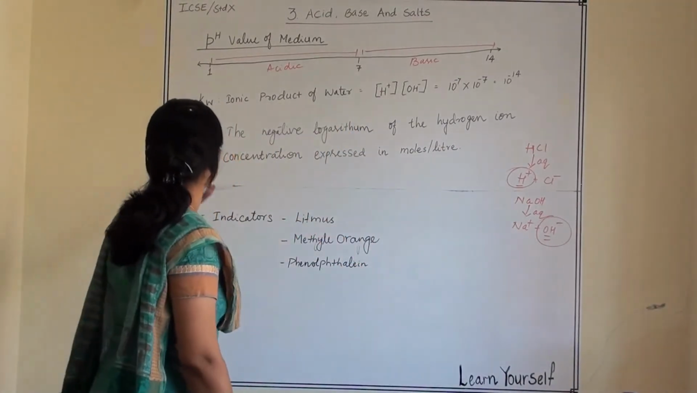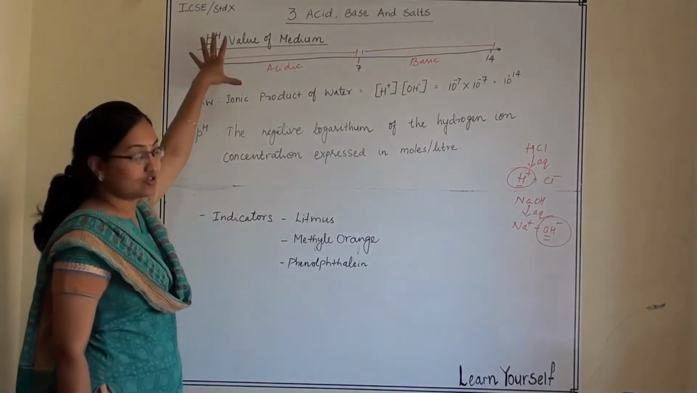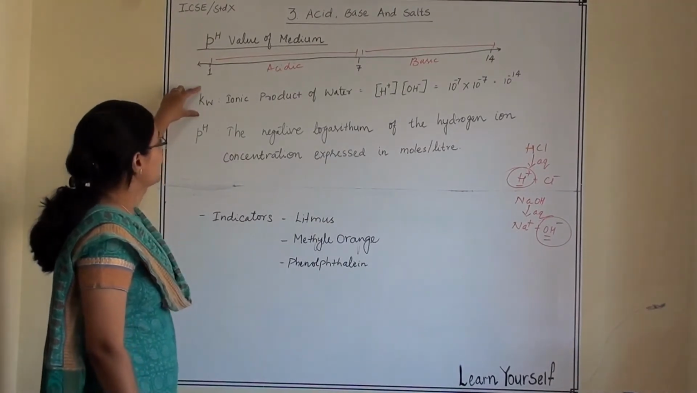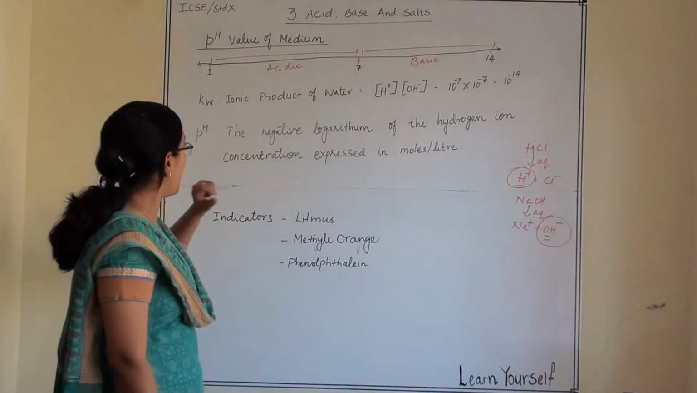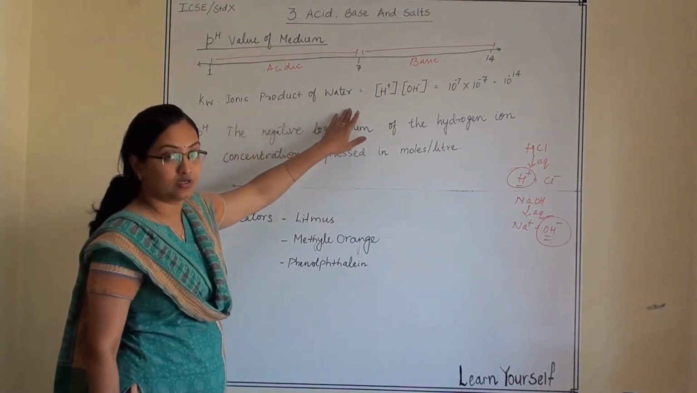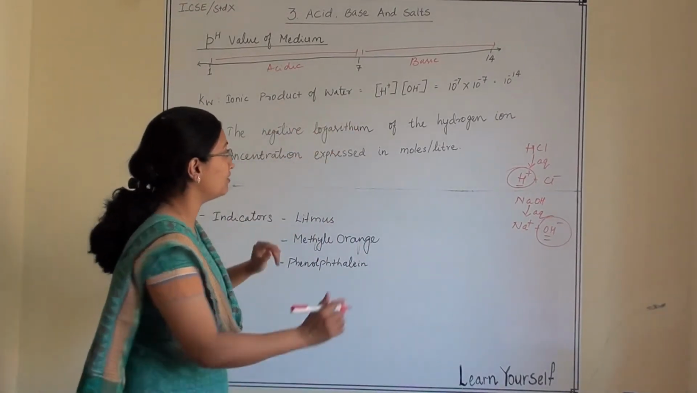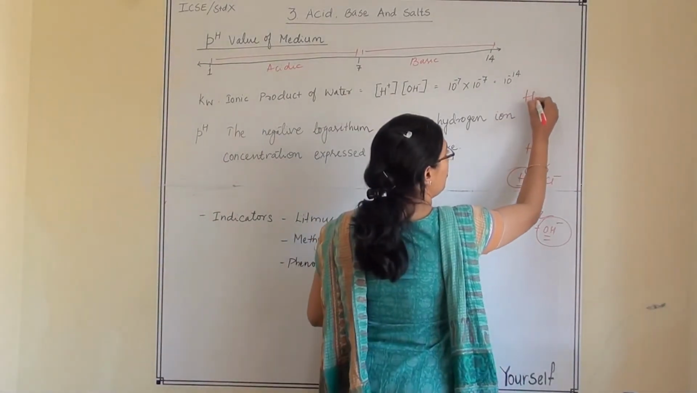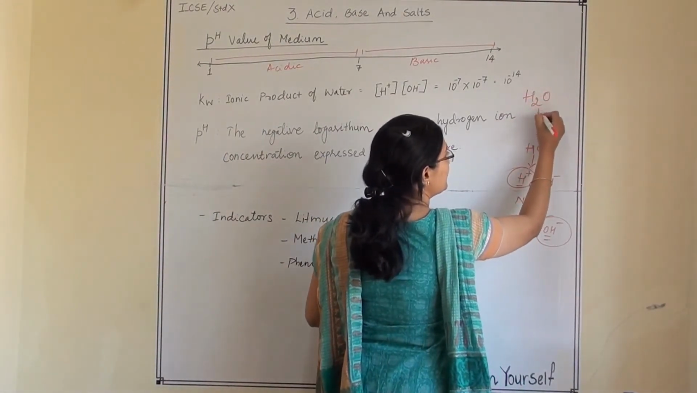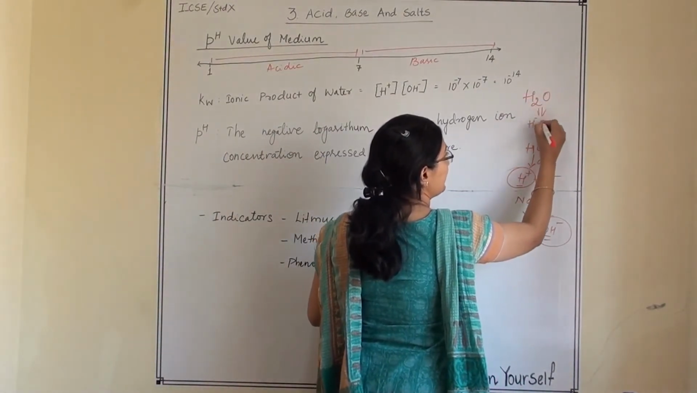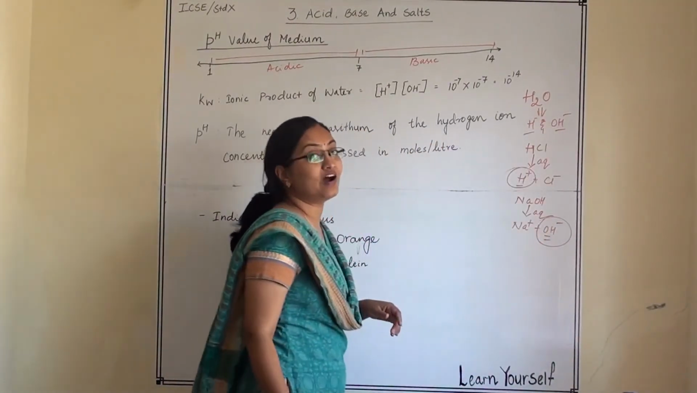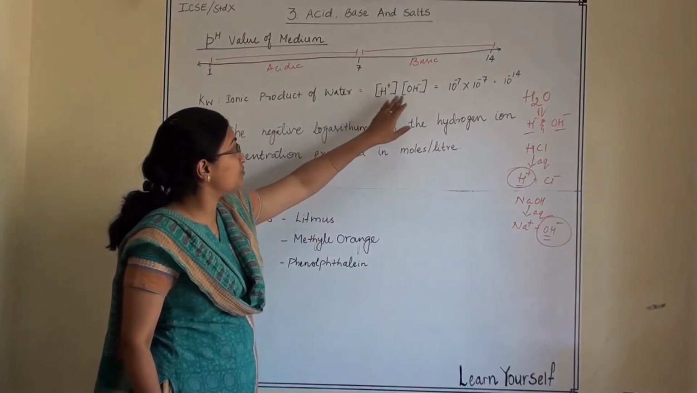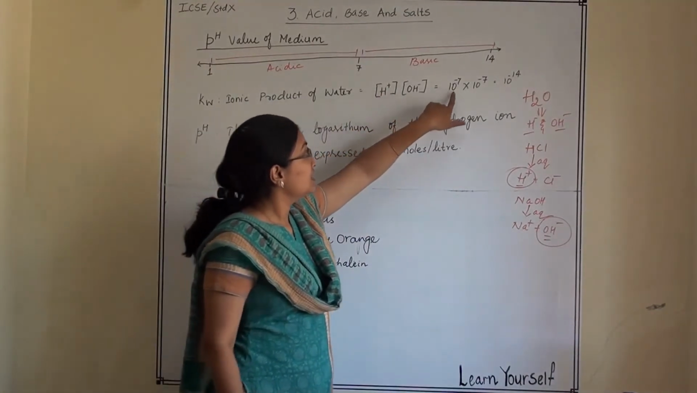So here, what is pH? Basically, pH is related to the ionic product of water. What is the ionic product of water? When it is H2O, what will we get from this? H plus and OH minus. So these two are the ionic product of water: H plus and OH minus.